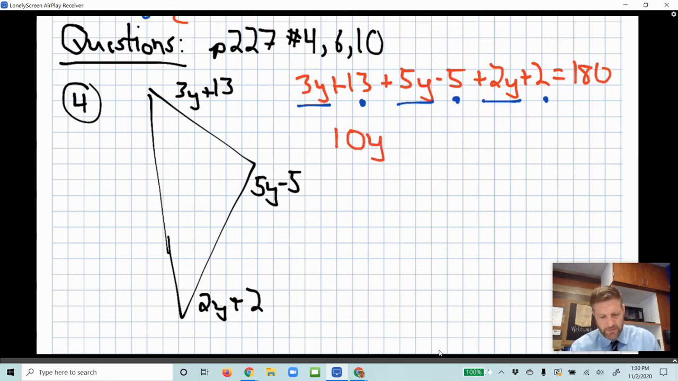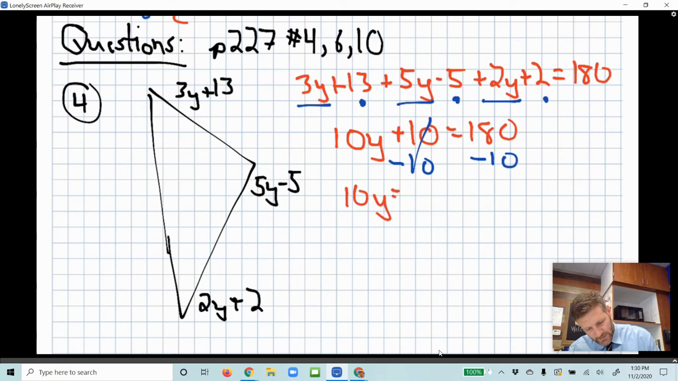Then I have 13 minus 5, which is 8. Always a tricky one. And then 8 plus 2 is 10. Okay, so that means 10y plus 10 equals 180. Now we can just do our basic algebra. To get y by itself, I'm going to subtract 10. Cancels out. So we get 10y equals 170. Then to get y by itself, I'm going to divide by 10. And so that just gets me y equals 17.